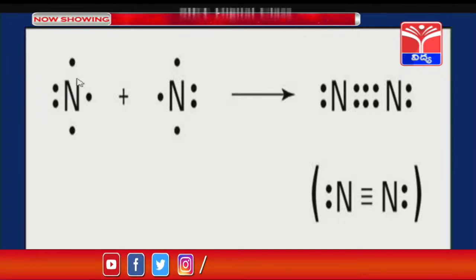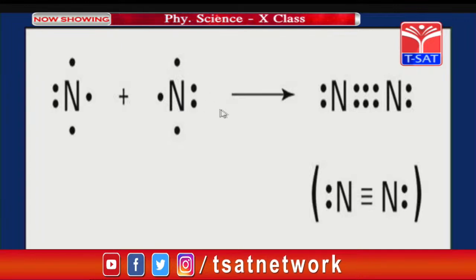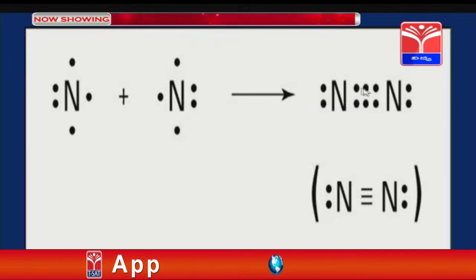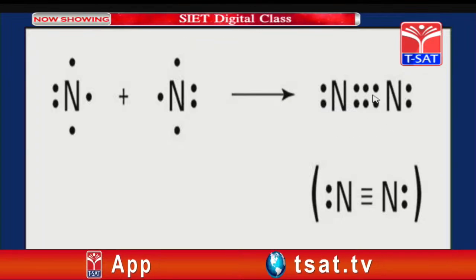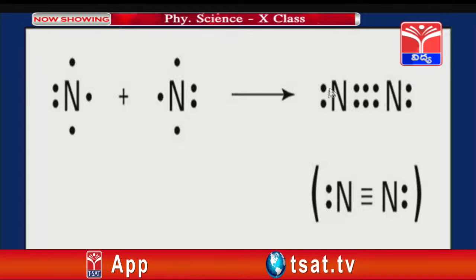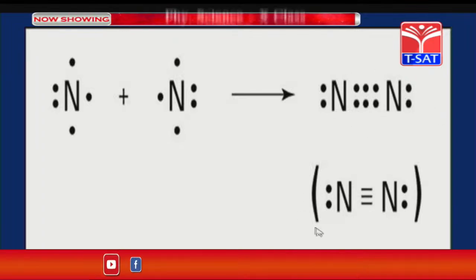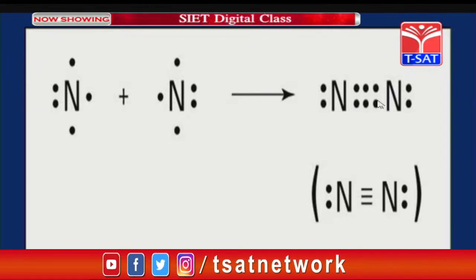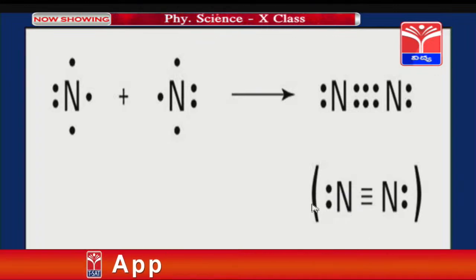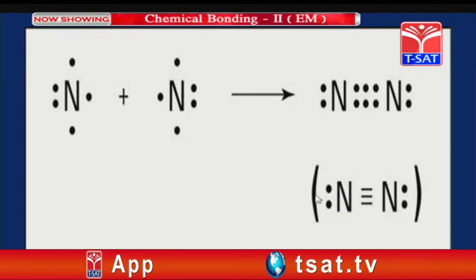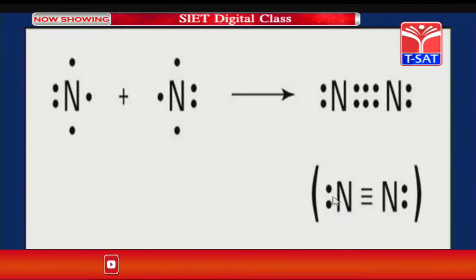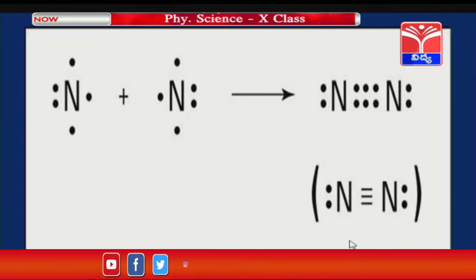A nitrogen atom with 5 valence electrons, when it combines with another nitrogen atom with 5 valence electrons, each nitrogen atom contributes 3 electrons, thus sharing 3 pairs of electrons and forming a triple bond. That means here there are 3 pairs of bonding electrons, and each nitrogen atom has 1 pair of non-bonding electrons, which is called a lone pair. So you can see lone pairs are also represented in this diagram.